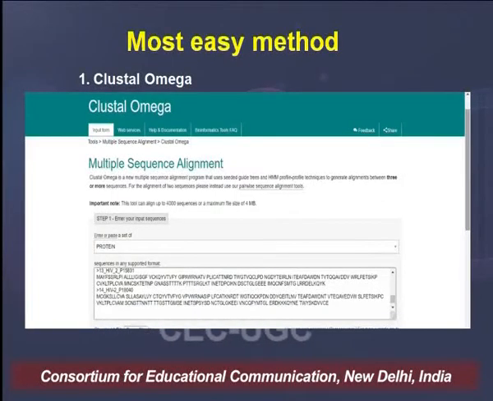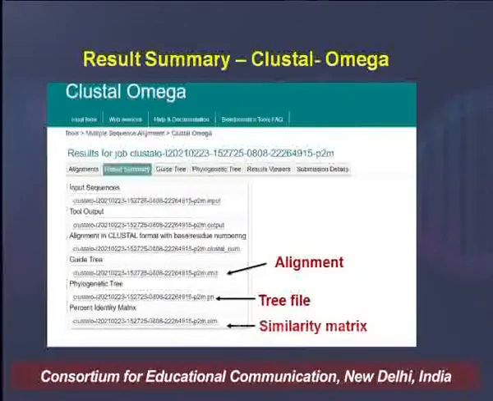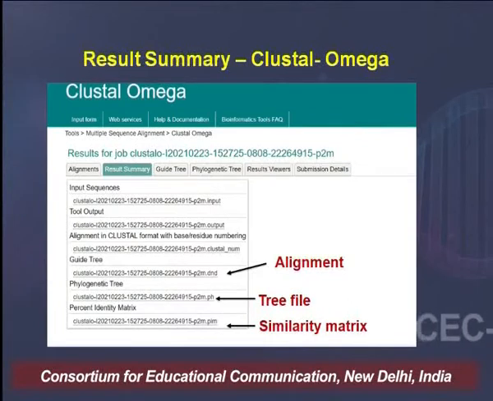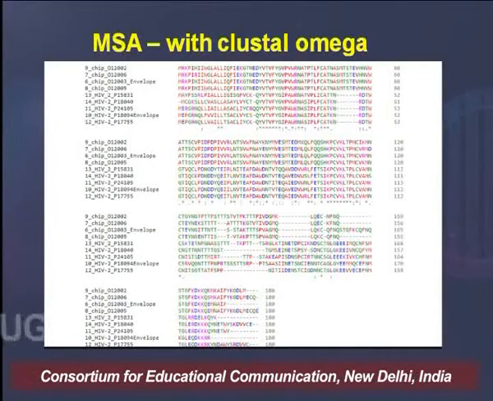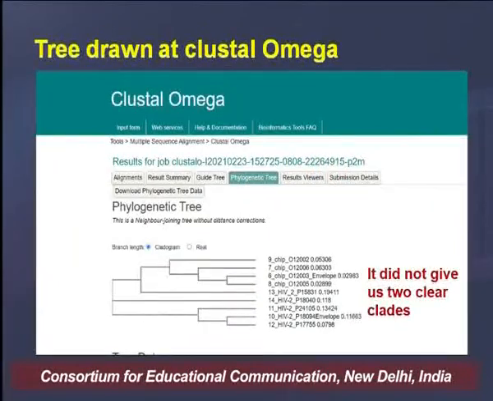So, we will first do the easiest method. We do the multiple sequence alignment with Clustal Omega, as we talked in the last class. We will accept all the default parameters, and then we get an alignment file. You can see the result summary tab there, and then you see the alignment file, and then you get the tree file, and you also get a similarity matrix. In the output you get everything, and this is the alignment. If you click the alignment file, you can see the alignment, and this is the tree file.